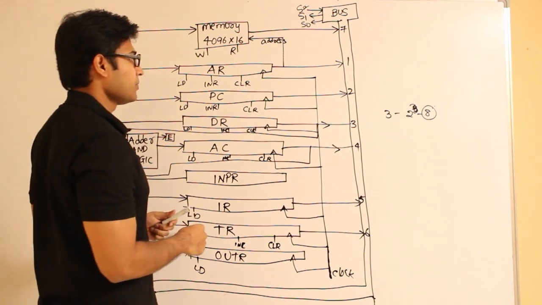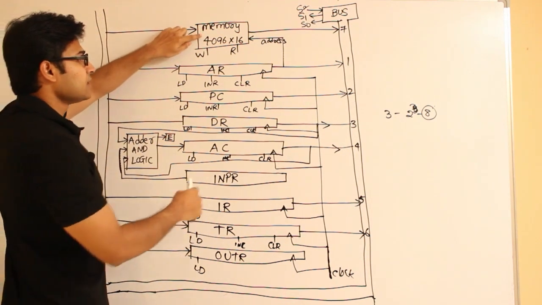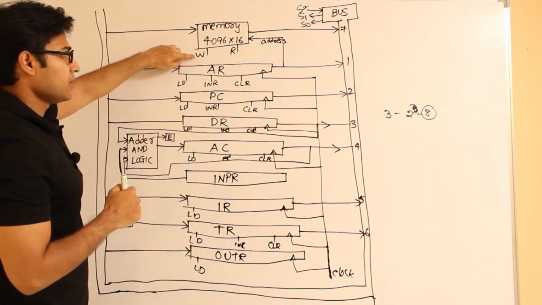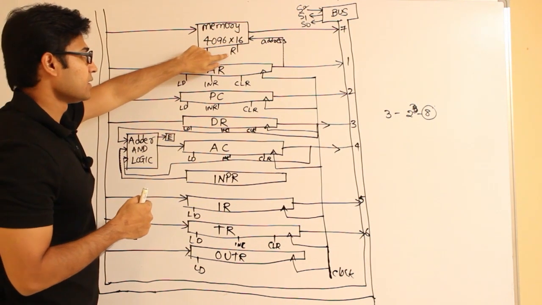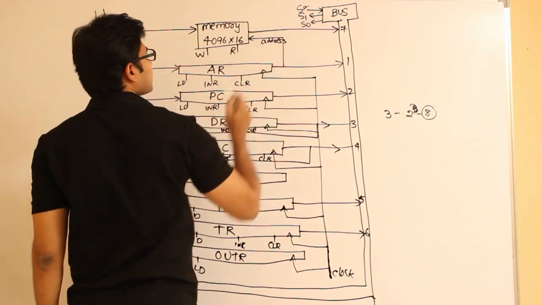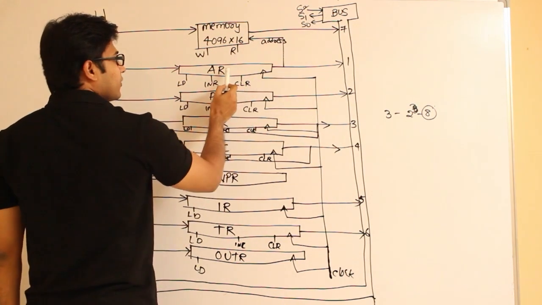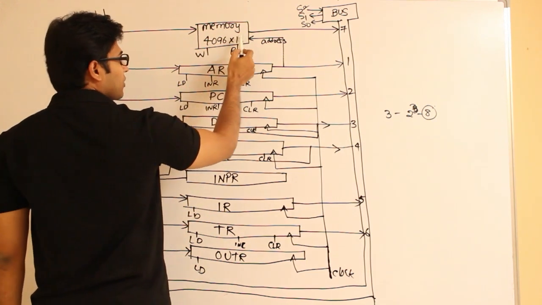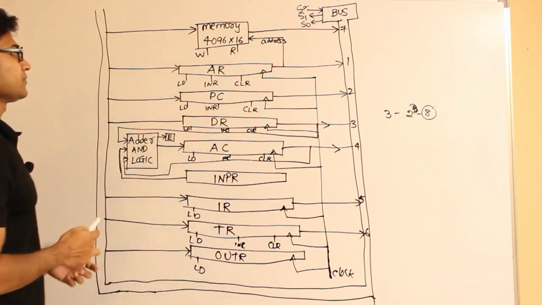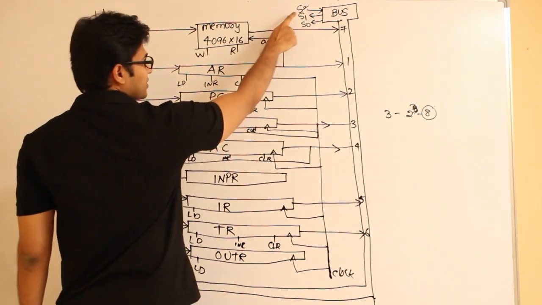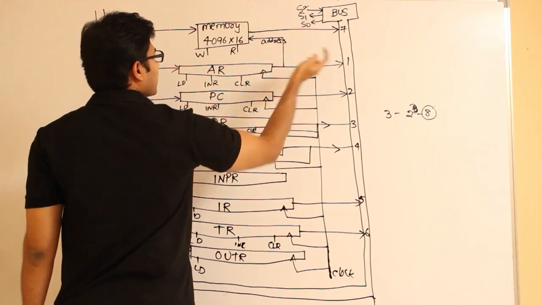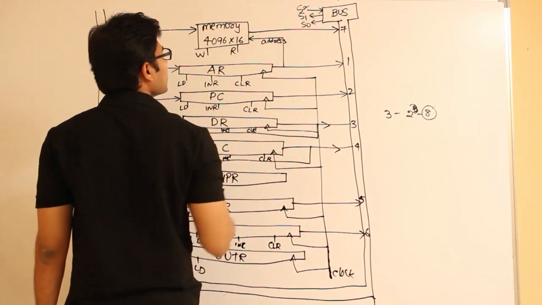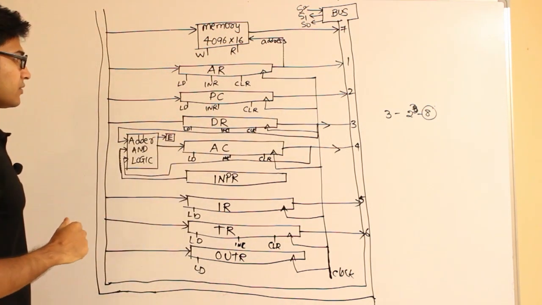Now if you look at this, the numbers are given. See this, memory is given the number 7. It means that whenever you apply the read signal and choose 7 here, and put the address from which you want to read, that particular word will be transferred onto the bus. That is the meaning of it. And whenever you apply the number 1, the data present in AR will be transferred onto the bus.